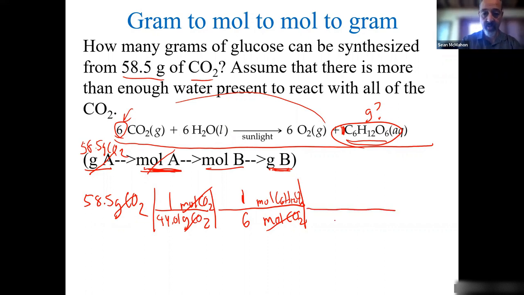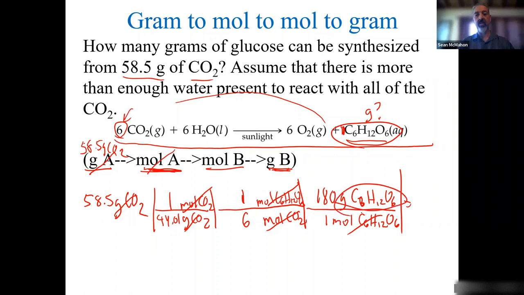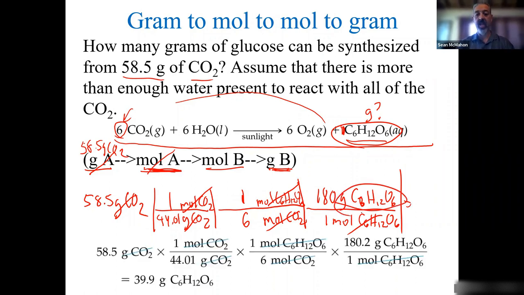So what do I do? Well, in 1 mole of glucose, can I figure out how many grams? Of course you can. The best cheat sheet in the world is roughly 180 grams of glucose in 1 mole. So now the moles cancel. I'm left with grams of glucose. And I get 39.9 grams of glucose. And why is that? Because there's 3 sig figs and there's 3 sig figs. That's stoichiometry.